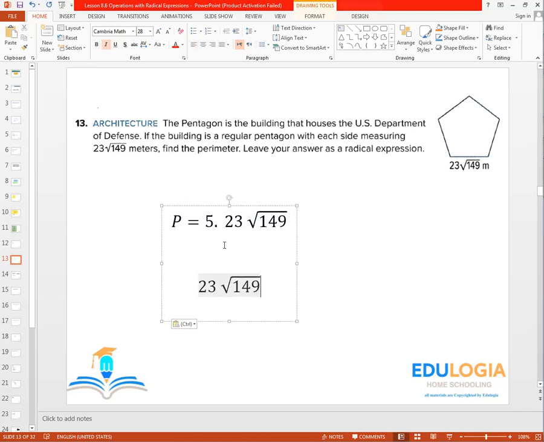23 multiplied by 5 is 115. Yes, 115, so the perimeter is 115 root 149. That's all.